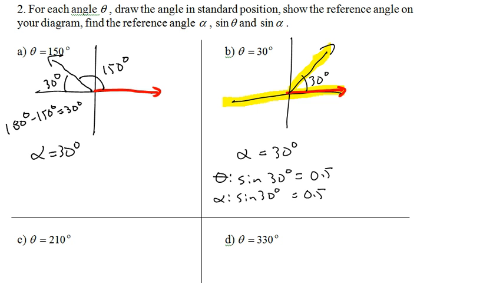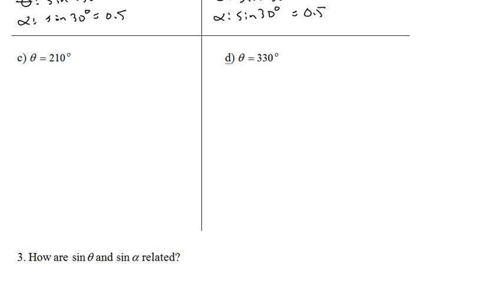Okay, and let's have a look at our standard position angle. So that's going to be sine of 150 degrees. Punch that into your calculator, and 0.5. And again, for alpha, our reference angle, sine of 30 degrees, we know is also 0.5. So in A and B, the sine of our reference angle and the sine of our angle in standard position are the same.